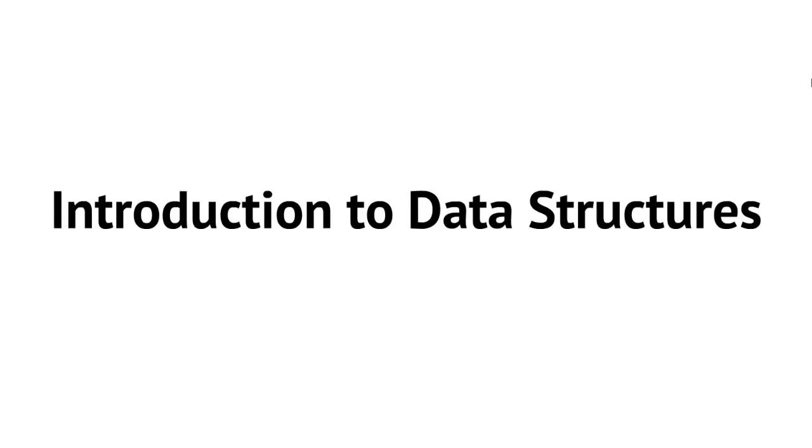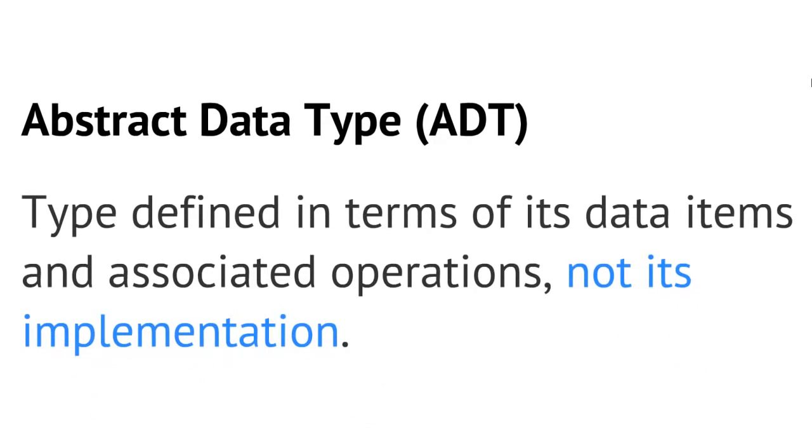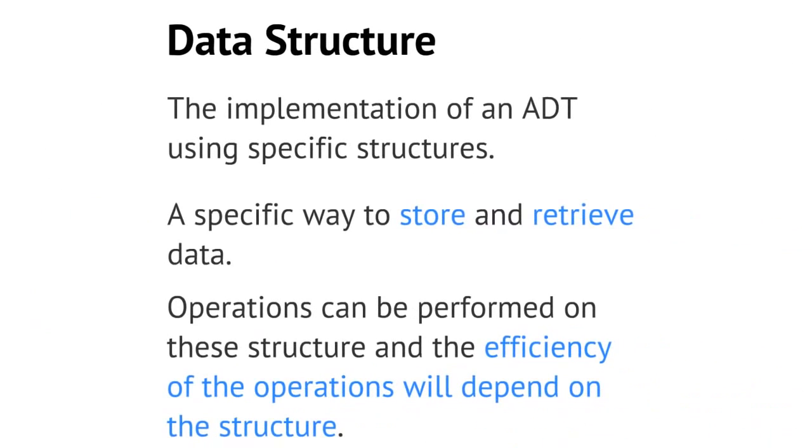Okay, so in this video, we're going to take an introductory look at this concept of data structures. In one of my previous videos, we talked about the idea of an abstract data type. We said that an abstract data type was simply a type defined in terms of its data and its associated operations, but it didn't say anything about the actual implementation. This is where we get into the idea of a data structure, when we talk about the implementation of an abstract data type using specific structures.